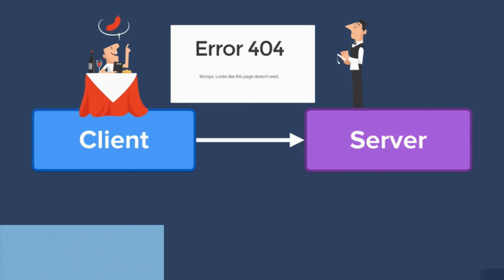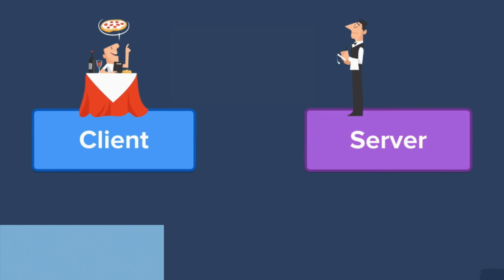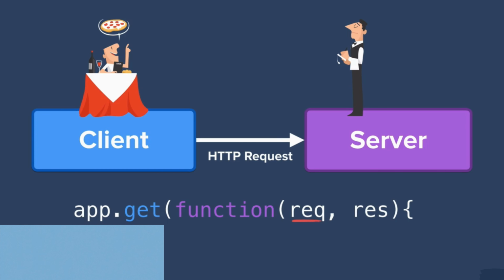We don't stock sausages. Now, when the client makes that request to the server, classically on the internet, this is done through a HTTP request, Hypertext Transfer Protocol request. And we've already seen this when we said app.get, and then we have our callback with our request and result. That is that request.